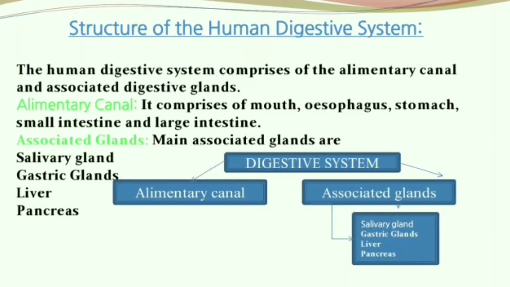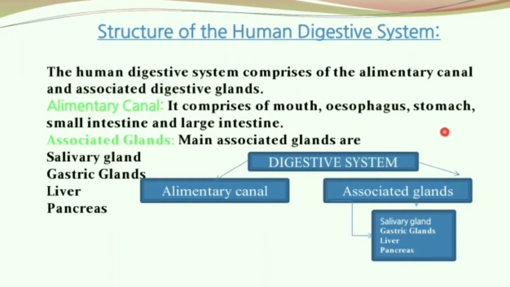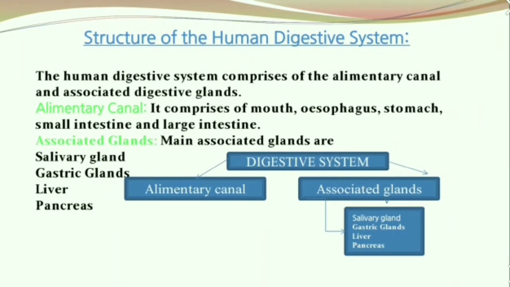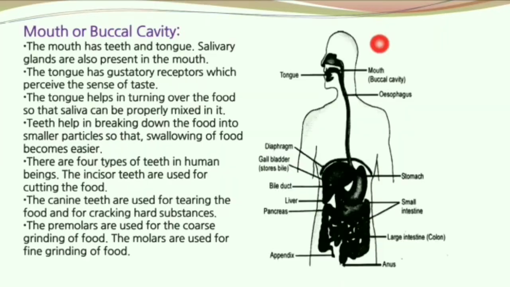Before getting into the process, we should know what the structures in the human digestive system are. The human digestive system comprises the alimentary canal and the associated glands. The alimentary canal comprises the mouth, esophagus, stomach, small intestine and the large intestine, whereas the associated glands include the salivary glands, gastric glands, liver and pancreas. The parts of the alimentary canal play a major role in digestion. The associated glands, or the accessory glands, lie outside the alimentary canal.